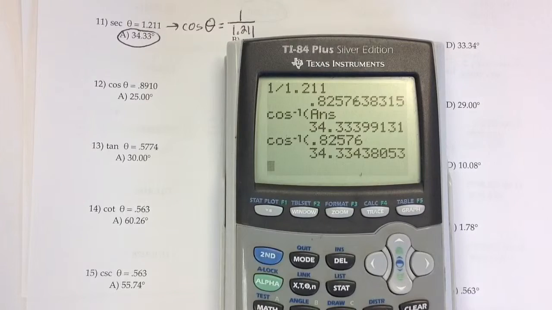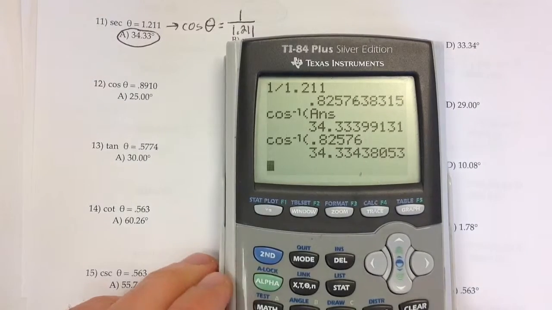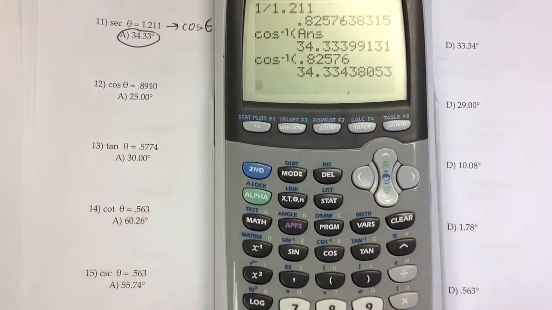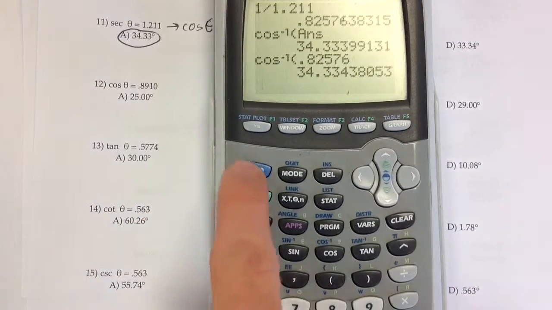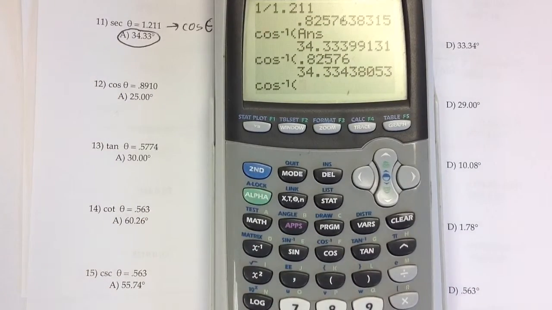Cosine, to just do it real quick. Inverse cosine. And there's cosine. So what buttons do I press? Second cosine. Second cosine. And then you just plug it in. 0.89.